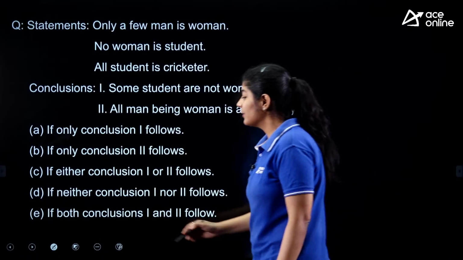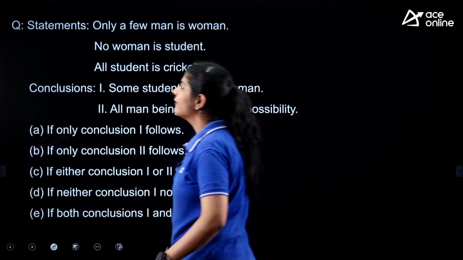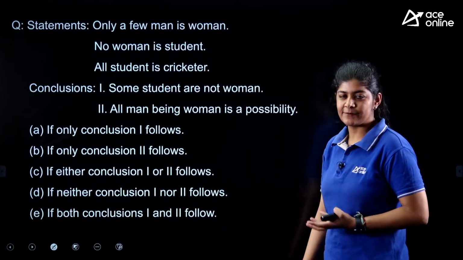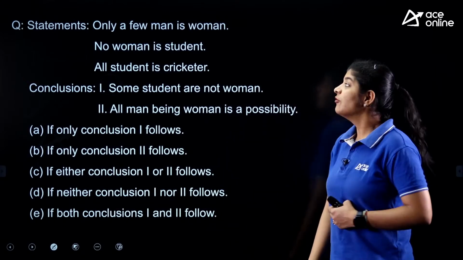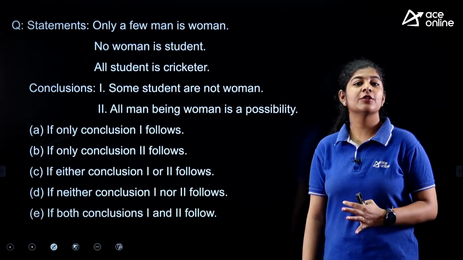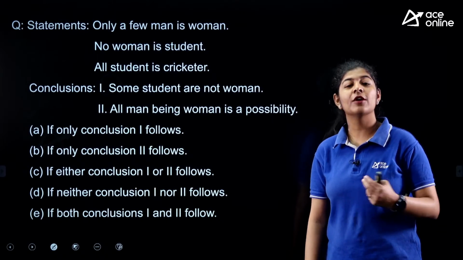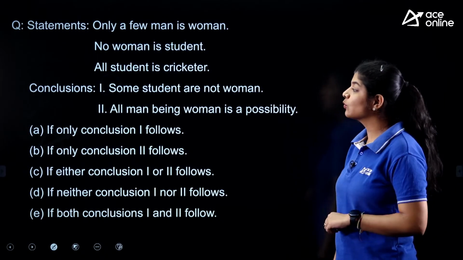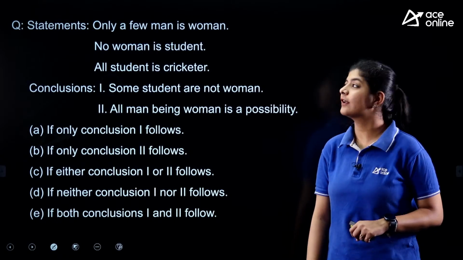The next one is from the concept of syllogisms, and we are very good at syllogisms now. We know how to attempt this. First, we simply need to draw the basic diagram, and accordingly we need to check the conclusions, whether they are true or not, right?